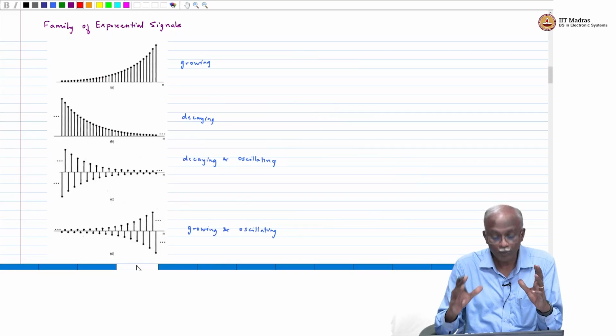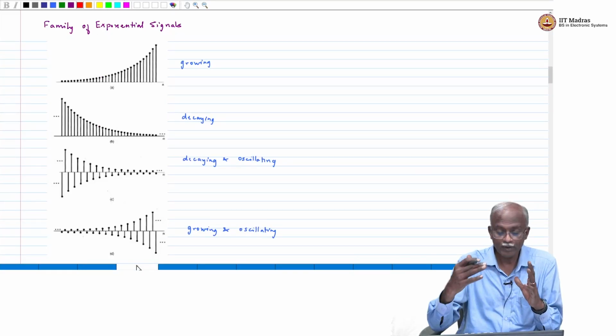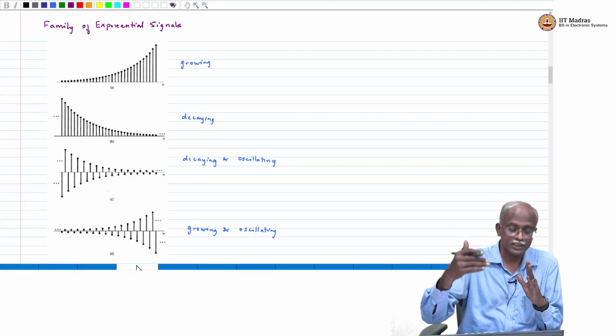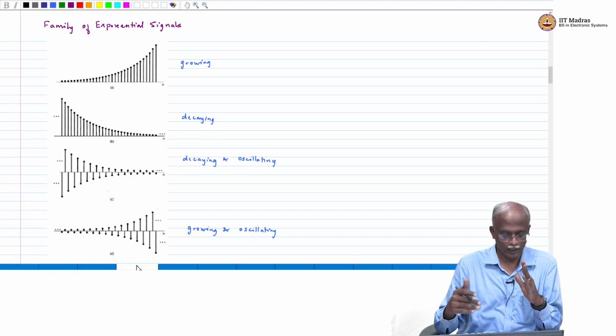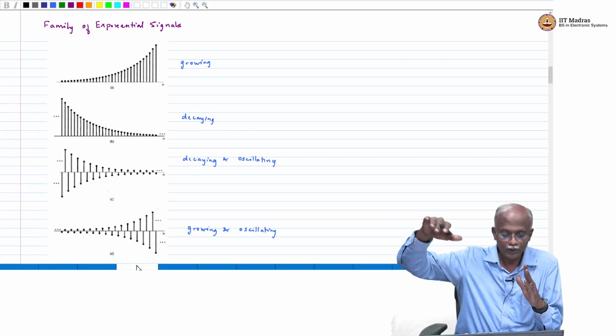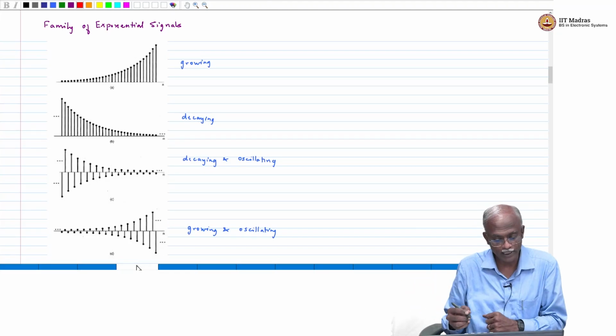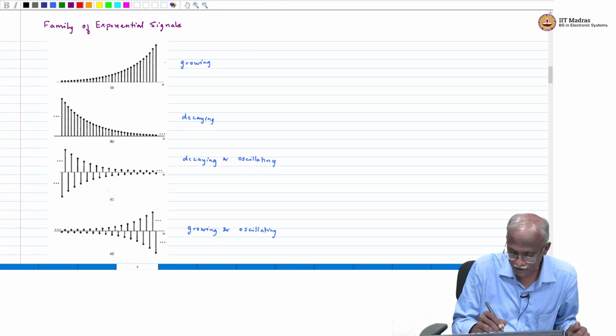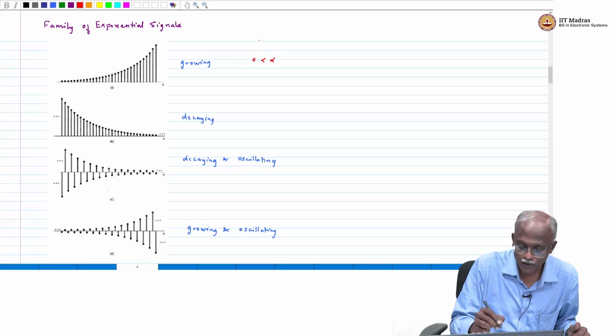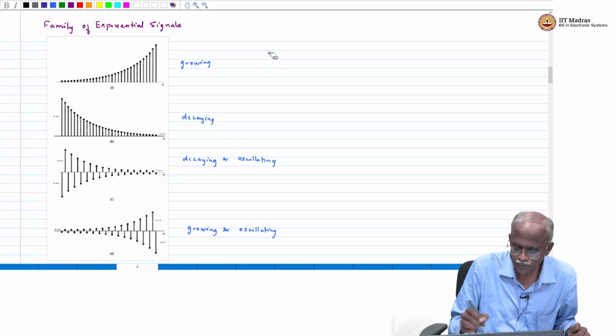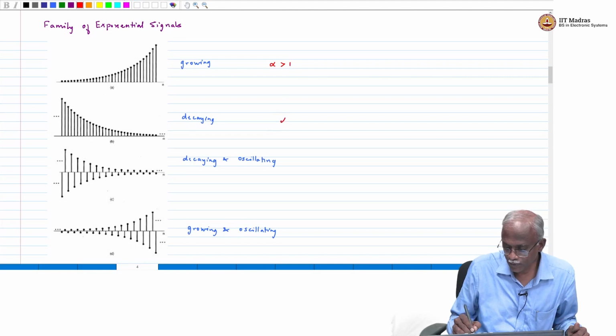Now looking at exponentials particularly, we saw that there were 4 categories of exponentials depending on whether alpha is greater than 1 or less than 1. If alpha is greater than 1, you can get a growing exponential, or you can get a decaying exponential if alpha is less than 1. So this is a scenario where you have alpha greater than 1. And then a decaying exponential is when alpha is positive but less than 1.